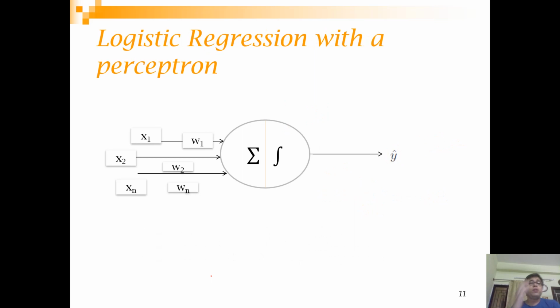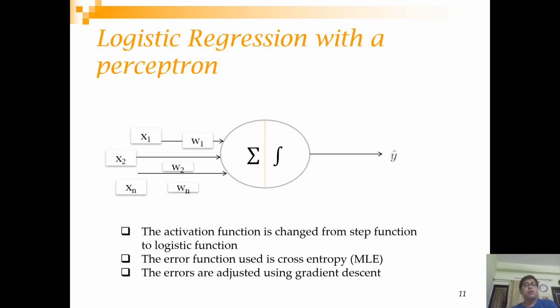If you remember, logistic regression essentially does a binary classification problem, and here what we need is to change the activation function. The activation function in perceptron was a step function, if you remember. So this was a function like this. What we are going to do is use a logistic function, and the error function used is going to be cross entropy. Do not worry too much about it.